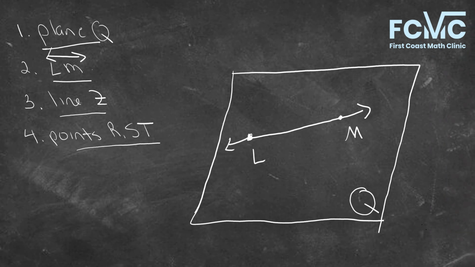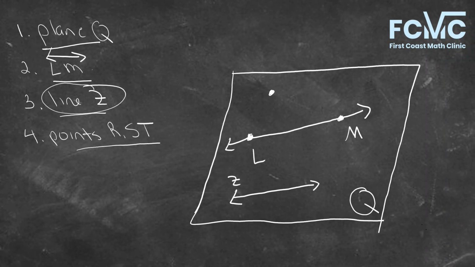And let's draw some arrows so we correctly make this a line. We also want line Z, so I showed you another way that we could just name a line with just a single letter. So we could also have a smaller line down here with just a capital Z. So that's line Z.